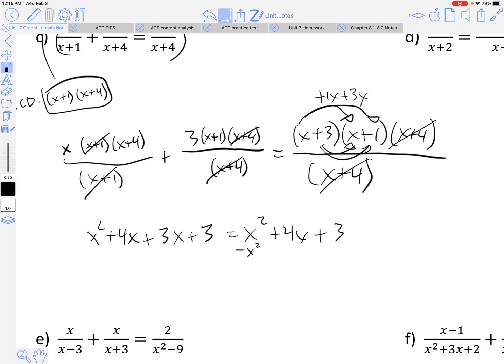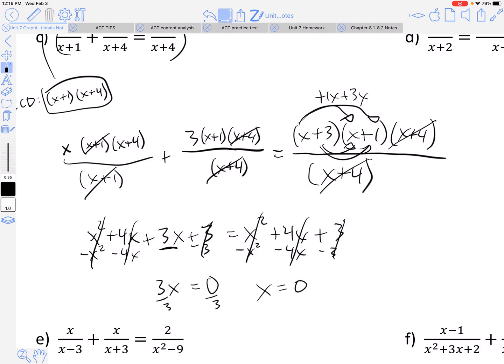Okay? Now, I'm going to try to get all the x's together. So I'm going to minus x squared. So that goes away. I'm going to minus 4x. What I do to one side, I have to do to the other. That also goes to 0. And then I already have an x here, and I'm going to move this over. So that goes to 0. So I have 3x equals 0. I divide by 3, x equals 0.